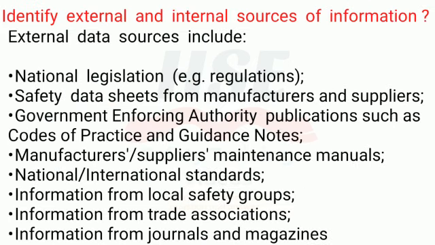Identify external and internal sources of information. External data sources include national legislation, for example regulations. Safety data sheets from manufacturers and suppliers. Government enforcing authority publications such as codes of practice and guidance notes. Manufacturers' and suppliers' maintenance manuals. National and international standards. Information from local safety groups, trade associations, and journals and magazines.